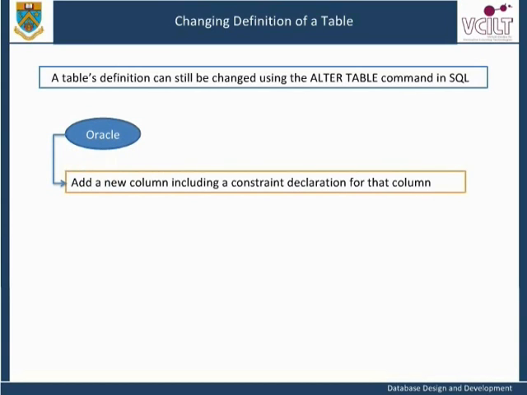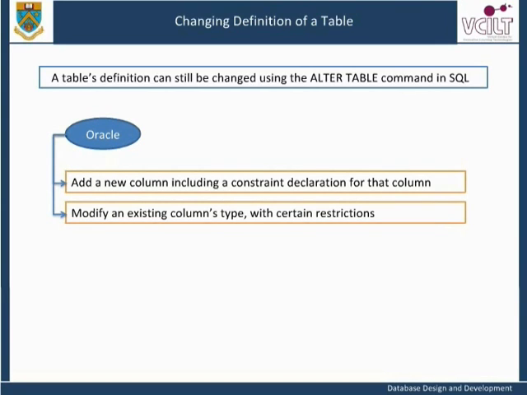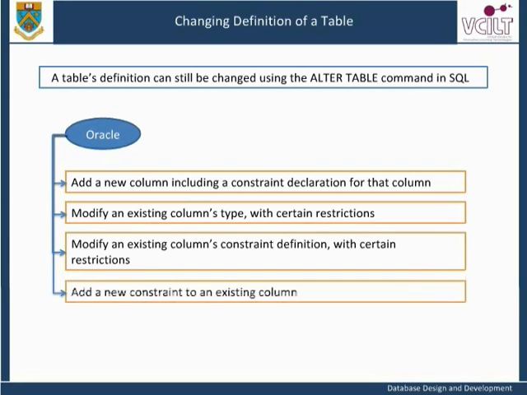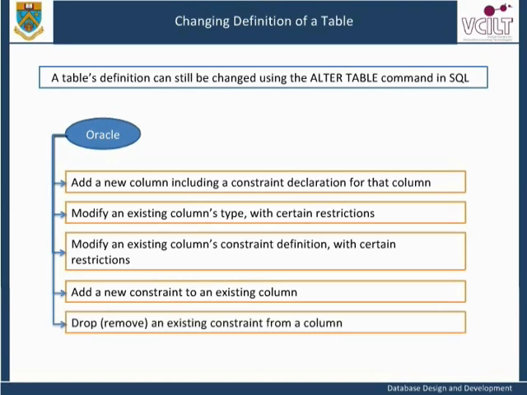Add a new column, including a constraint declaration for that column. Modify an existing column's type with certain restrictions. Modify an existing column's constraint definition with certain restrictions. Add a new constraint to an existing column. Drop, remove an existing constraint from a column.